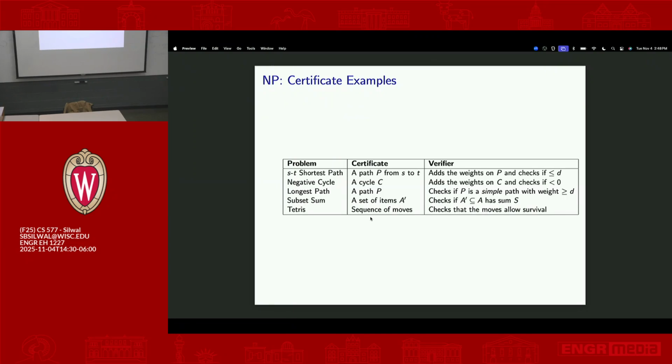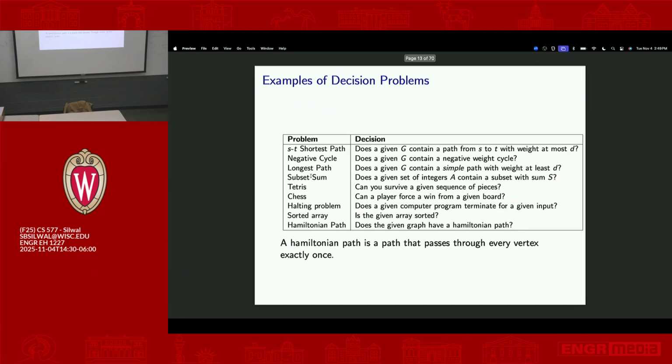Okay. Let's just do one more example, right? Consider the problem called longest path. So the problem is I give you a parameter d, and I say, does the graph contain a simple path of length at least d? Okay. That's the problem. Yes or no?